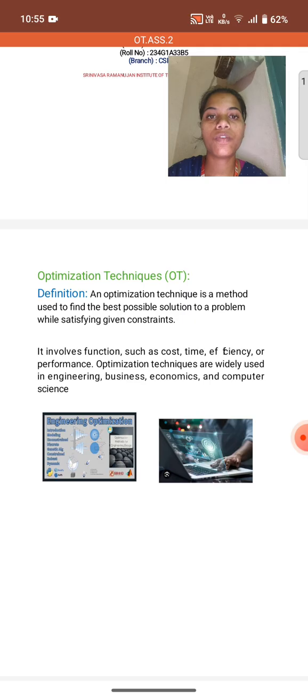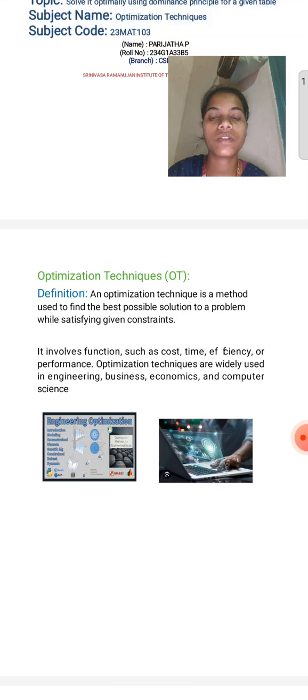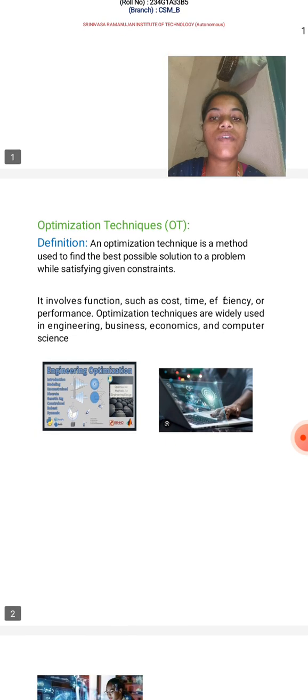Before moving into the problem, let us discuss what optimization is. The definition of optimization: an optimization technique is a method used to find the best solution to a problem while satisfying given constraints. It involves functions such as cost, time, efficiency or performance. Optimization techniques are widely used in engineering, business, economics, and computer science.